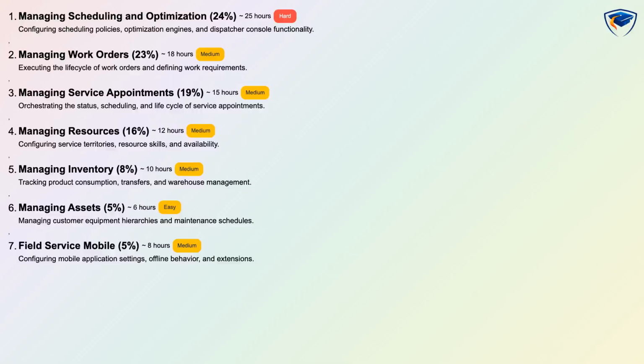This exam tests 7 domains with exact weights. Managing scheduling and optimization 24%, managing work orders 23%, managing service appointments 19%, managing resources 16%, managing inventory 8%, managing assets 5%, and field service mobile 5%.